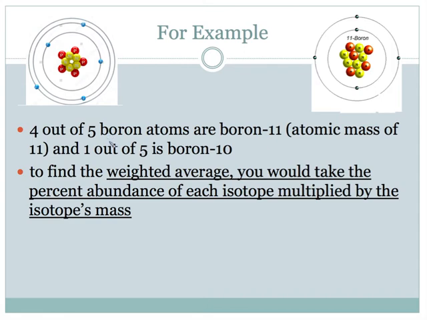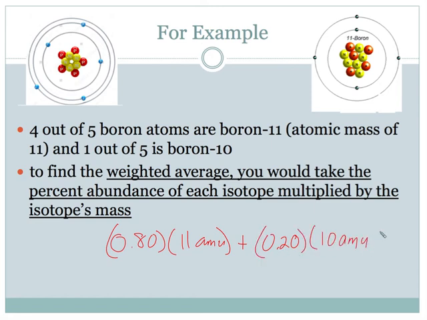And so if 4 out of 5 boron atoms are boron 11, and 1 out of 5 is boron 10, to find the weighted average, we would take 4 out of 5 is 80%, so we would take 0.80 times 11 AMUs, and we would add it to 0.20, which is 20%, times 10 AMUs, to get an atomic mass of, I believe it's 10.8 is our average atomic mass for boron. But we're going to do some practice with this in the next video.